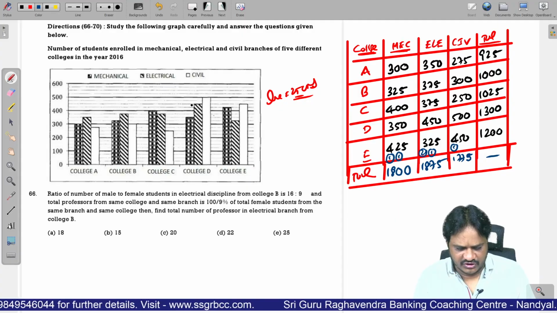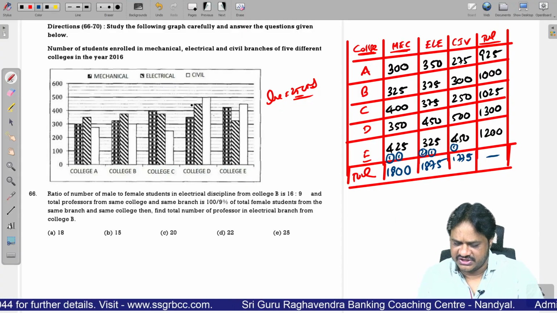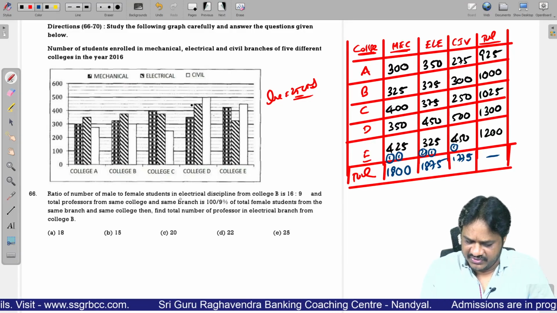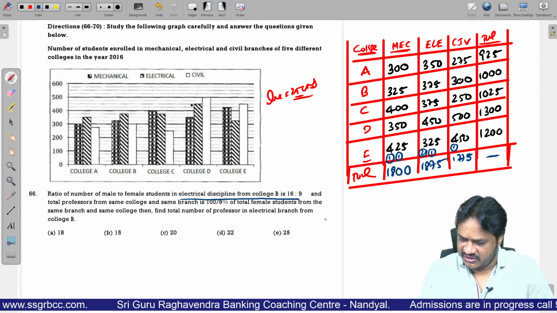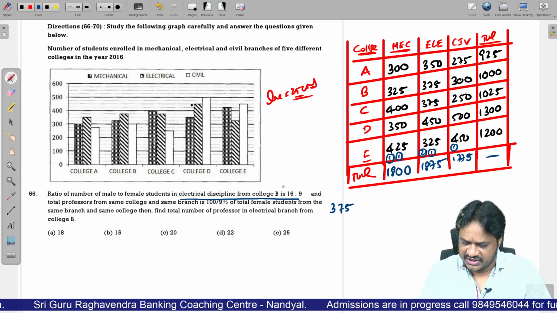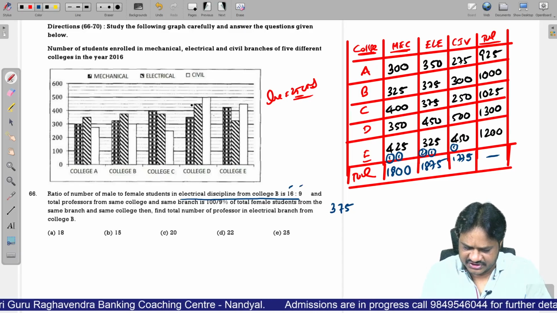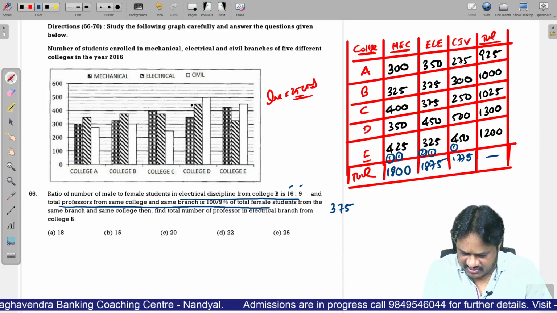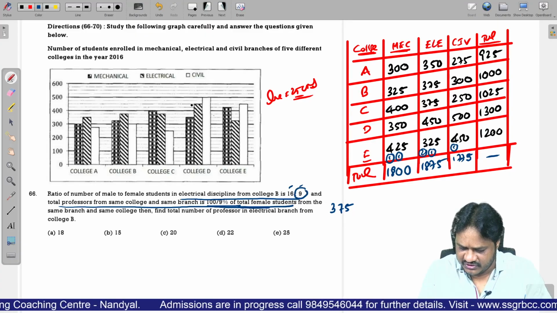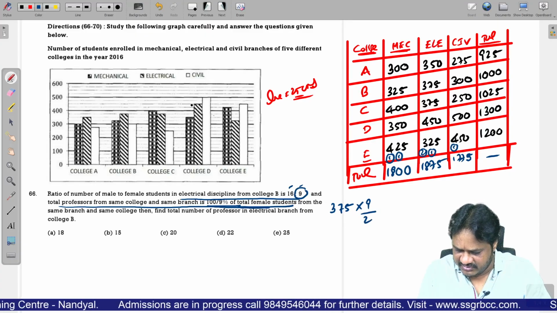The ratio of the male and female students in electrical discipline from B is 16 is to 9. B electrical is how much? 375. In this, male and female are 16 is to 9, and professors of the same college are 100 by 9%, means 1 by 9 of total female. So, we have to take female. It is 9 by 25.